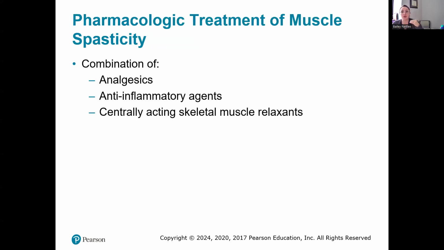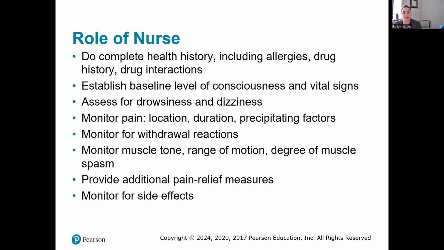Okay. So how do we treat these? We can give them pain medicine because that is painful. Your muscles get tired after a while. We can give them anti-inflammatories so that can help decrease the inflammation associated with the excess use of the muscle, or we can give them muscle relaxers. So what is my role as the nurse when I'm giving any of these three meds?